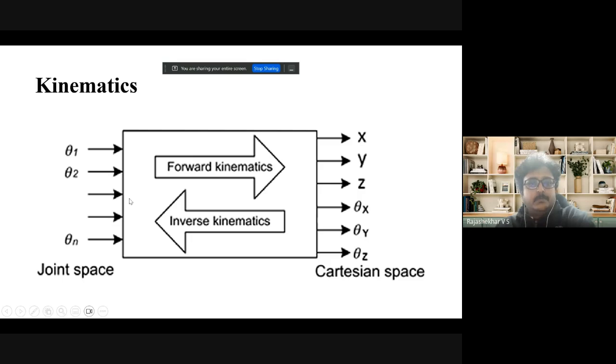So this is a simple block diagram understanding. The theta values we have are called the joint space, and x, y, z, and theta x, theta y, theta z are the Cartesian space. This is for a 6-axis robotic arm.